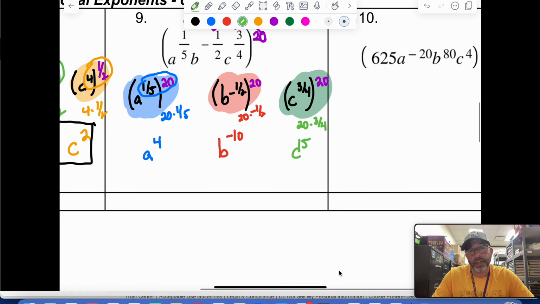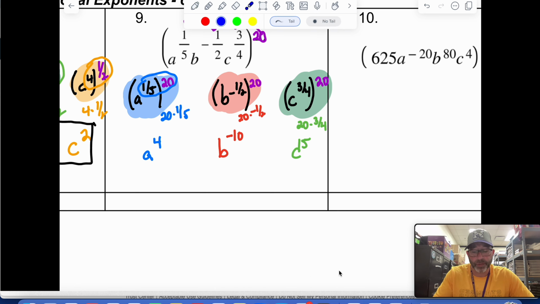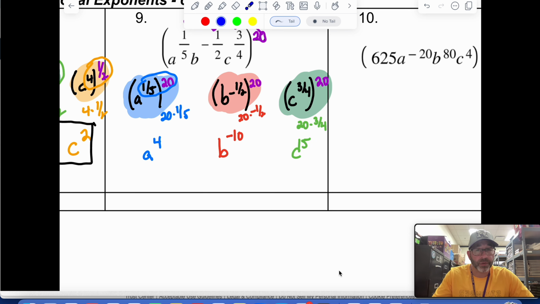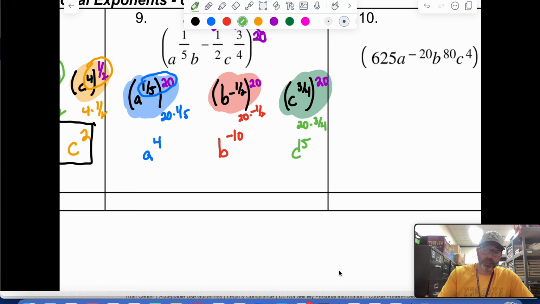Now, when you look at this answer at the moment, because we still have a negative exponent, we have to still make some movements in this problem. So that b to the negative 10, it has to move. We don't want to leave it as a negative. But the other ones, which are positive, that a to the 4th and the c to the 15th, because those are positive, those will stay. So when we do the keep and move, let's see what happens here.